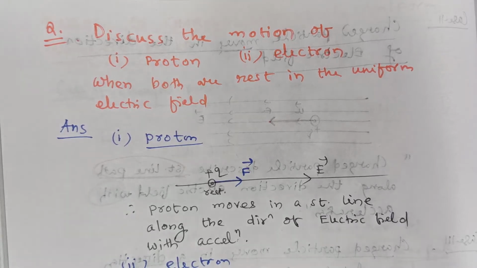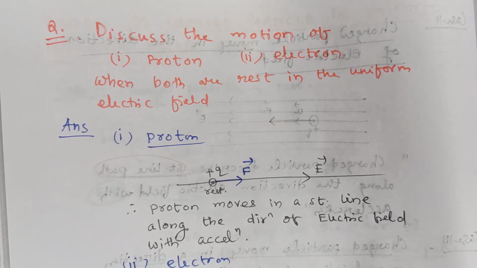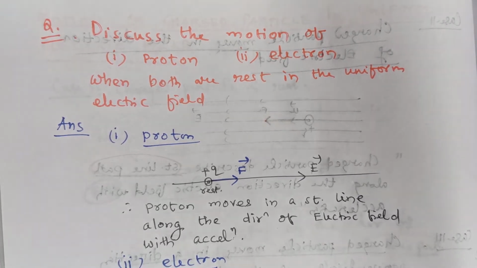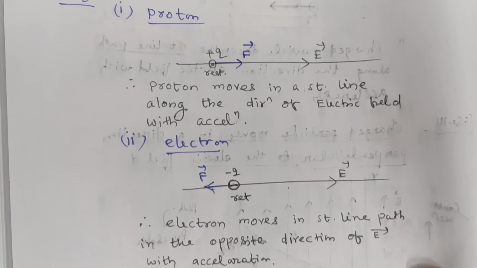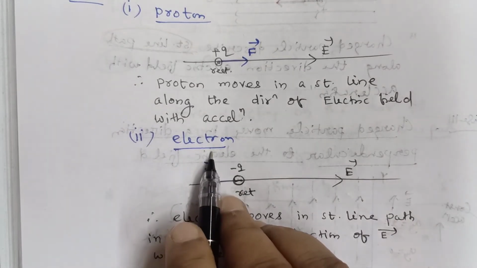Now this is the first question for you. Discuss the motion of a proton or electron. If you discuss perfectly for the proton, then there is no doubt for the electron. When both are at rest in the uniform electric field. When you discuss, you just draw the diagram. For the proton we have to discuss, and simultaneously we have to discuss for the electron.